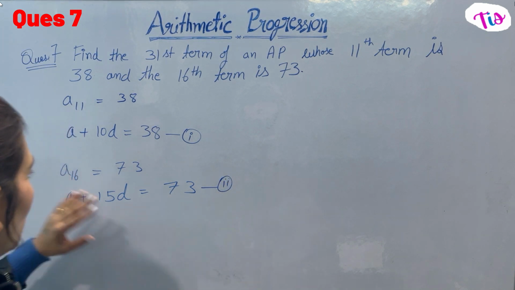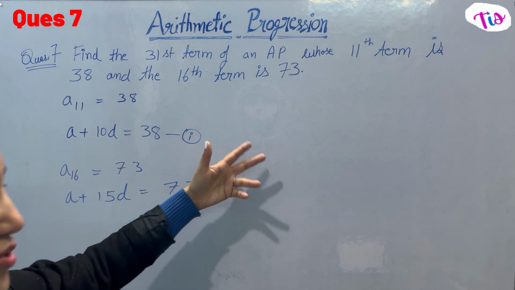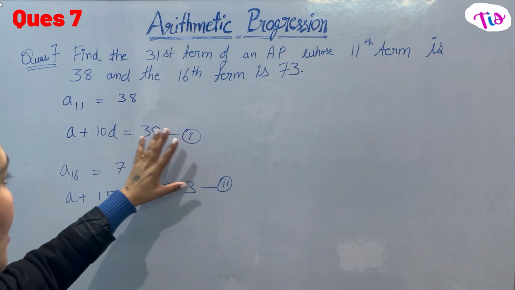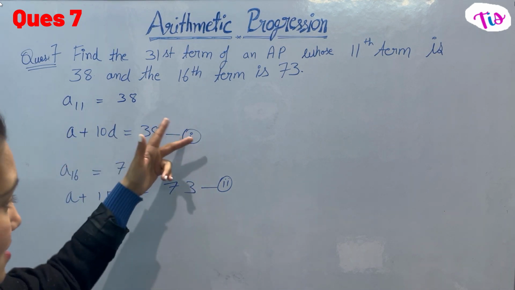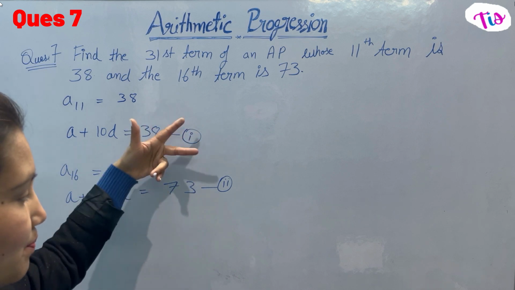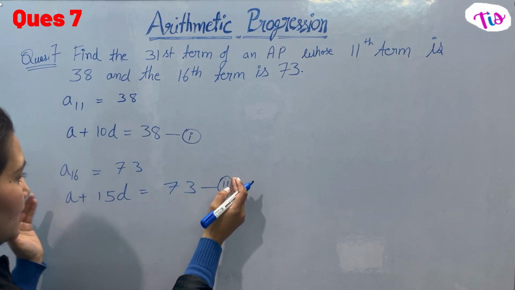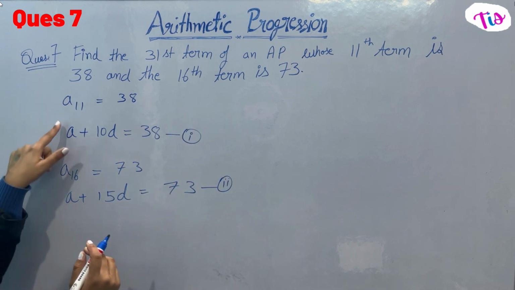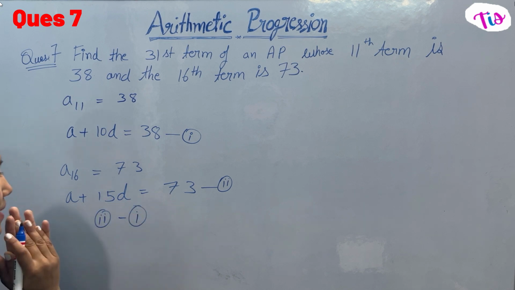Now we need to solve these two equations for the values of a and d, and you know how we can solve it. We can solve them by the elimination method, because they form a pair of linear equations in two variables. What you can do is equation 2 minus equation 1, because a and a have the same coefficient. So we'll do equation 2 minus 1.